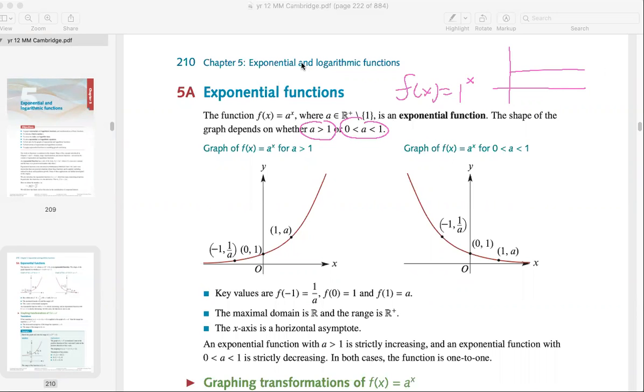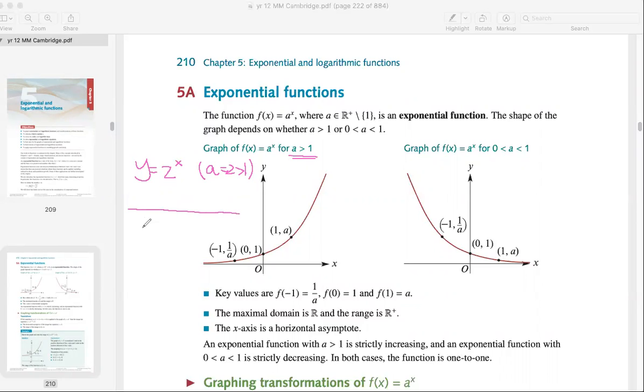Okay, these two types. So for the first one, a greater than 1, sometimes you feel like you don't know how to draw the graph. But we can always make our life easier by using a special case, right? So y equals 2 to the power of x. Just use this one, where a equals 2, which is greater than 1. Okay, makes sense?